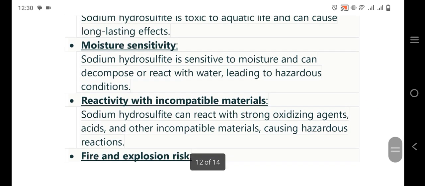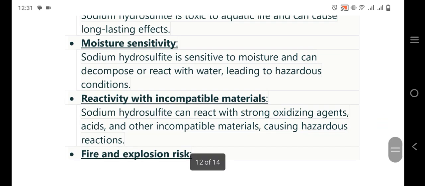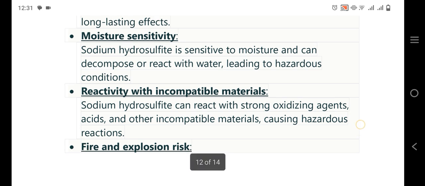To prevent moisture sensitivity issues with sodium hydrosulfide, it should be stored in a cool, dry environment in tightly sealed containers. Proper handling practices should be followed to minimize exposure to moisture during storage, transportation, and use. Additionally, precautions should be taken to prevent the ingress of water or humidity into containers of sodium hydrosulfide, as even a small amount of moisture can trigger decomposition reactions.